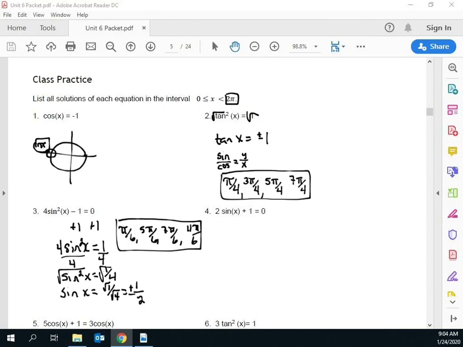All right, number 4. First step in solving is getting sine all by itself. -1. Connor, what's next? Divide by 2.